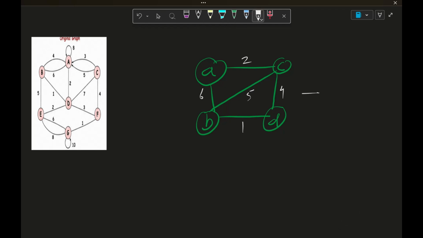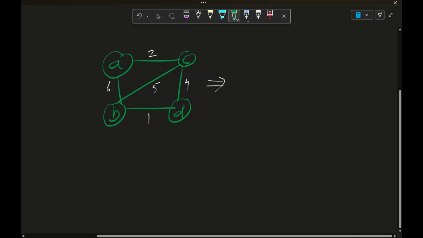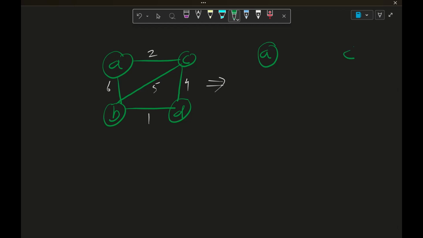So you know that MST will have only one solution. So it can look like this, where you will have A here, again C, B, and D like this. And how they will be connected? They will be connected by taking minimum value of their edges weight. So the minimum value is what here? 1 for B and D, 2 for A and C, and 4 is for C and D.